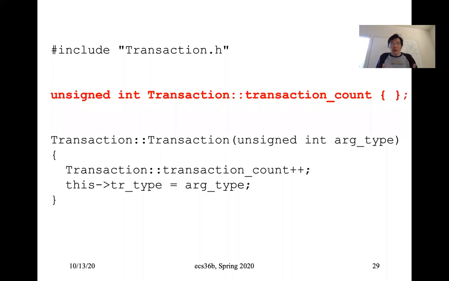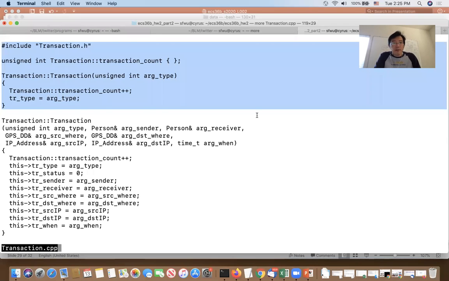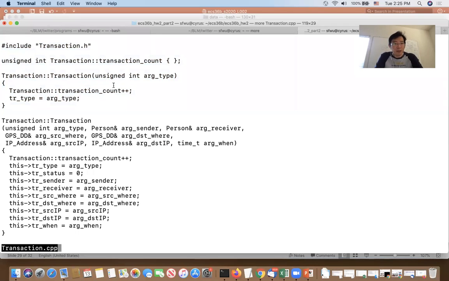You know what? This question is excellent. I really like this question because it touches on so many things about the language design. So first, I will explain where the unsigned integer is coming from. So if you look at the code, I have to go to transaction.h this time.